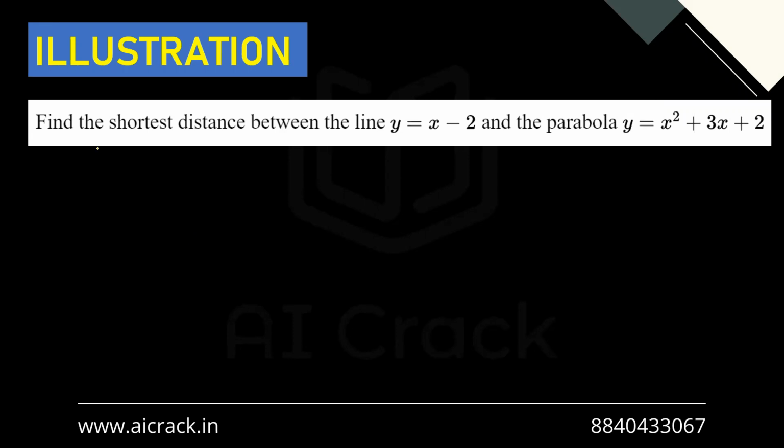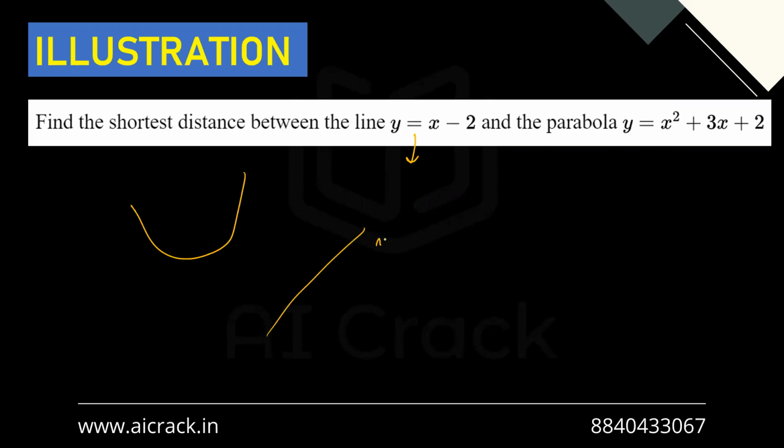Now let us look at this example. Find the shortest distance between the line y = x - 2 and the parabola y = x² + 3x + 2. Now we have not been given two curves over here. In the earlier example in theory, we saw two curves, but over here we have been given directly a line through which we can find the slope of the tangent. That gives us the point on this particular curve to find the distance ultimately. So this situation looks like this.